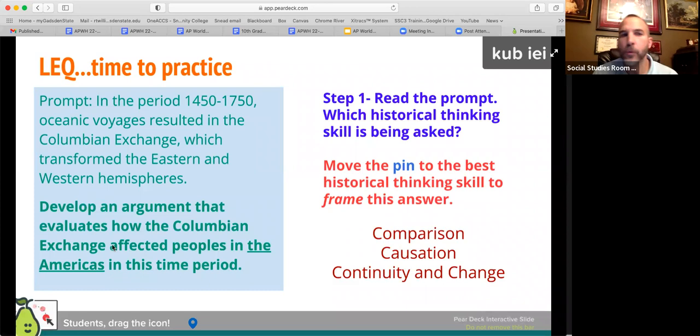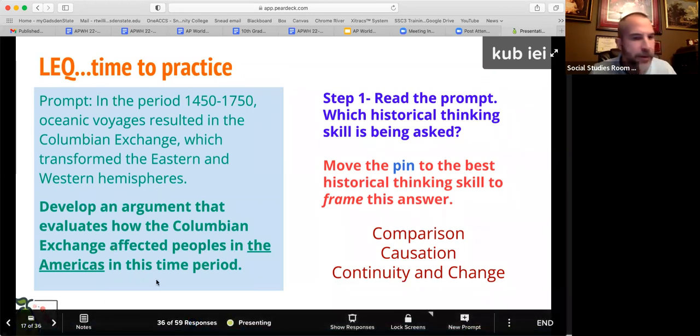Okay. So what we're doing right here is looking at the prompt, and we want to know which historical thinking skill is being asked. So again, to earn that analysis point for the LEQ, what is the historical thinking skill that you're going to build your whole long essay question around? What are you doing? Are you comparing? Is it causation? Or is it continuity and change? What do you think here? So take a second, move your pen. Let's see what you come up with.